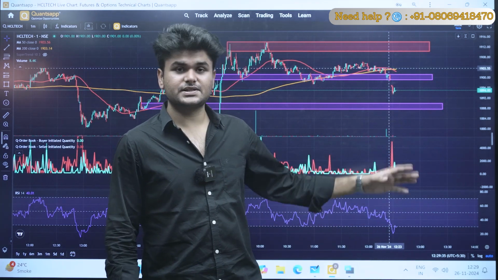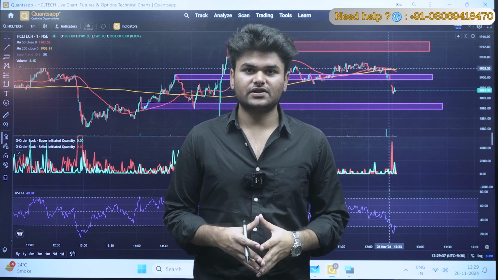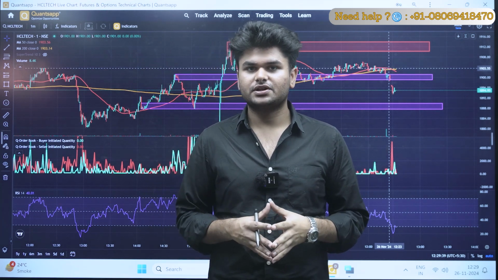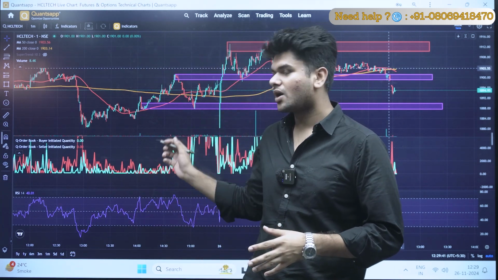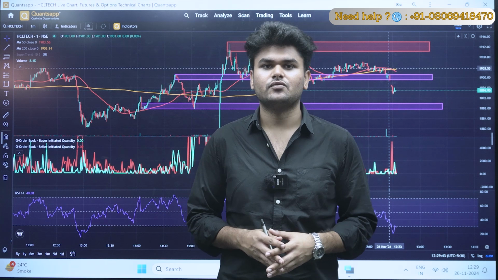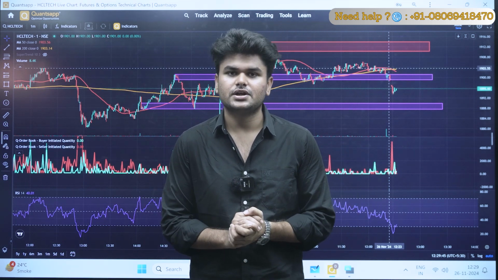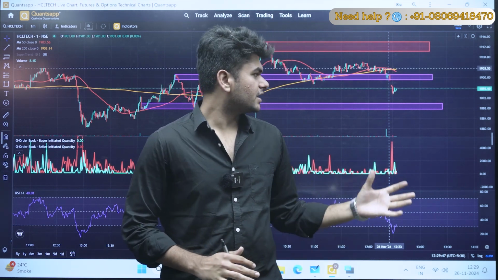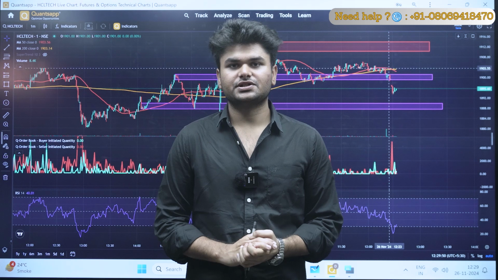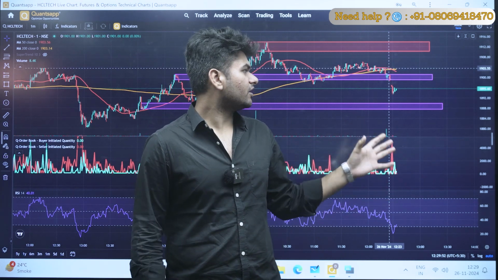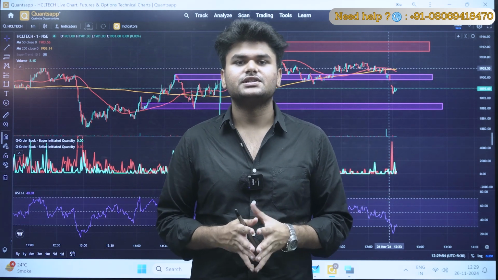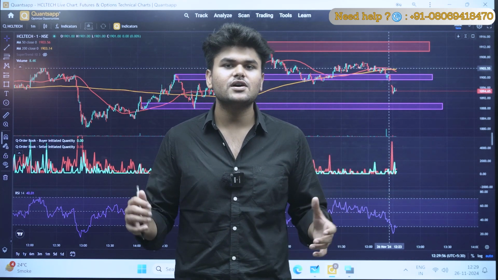So this way, when you identify such key levels, when you do the open interest analysis, and when you identify the stocks from the intraday movers, this can be your very good intraday setup. Identifying the key support and resistance levels will help you trade on the basis of the resistance and support strategy. So this was a good setup.